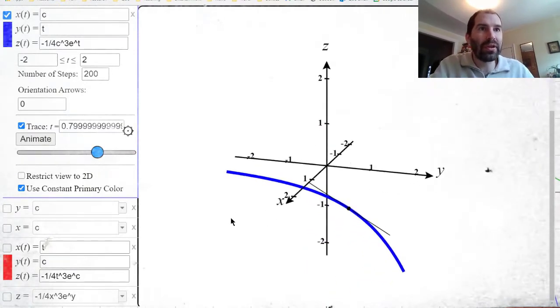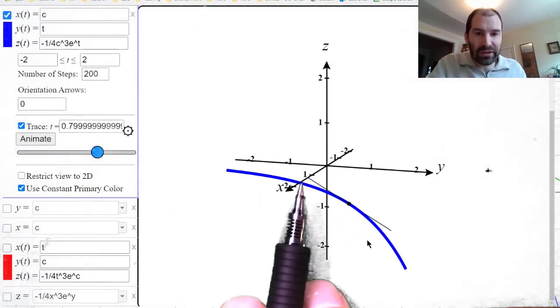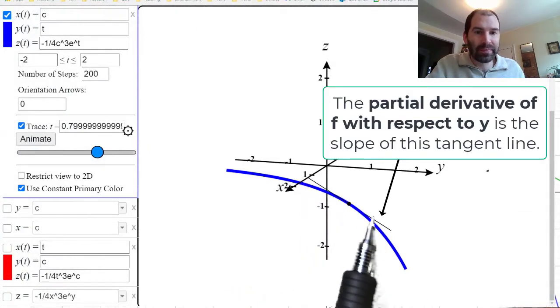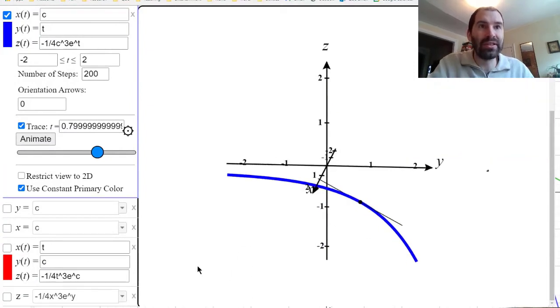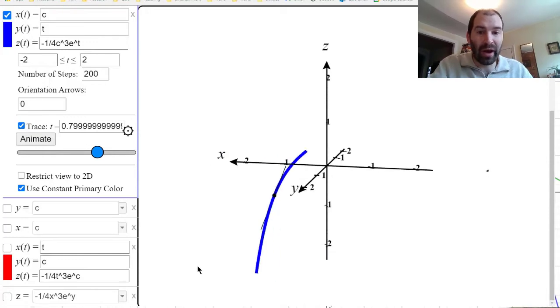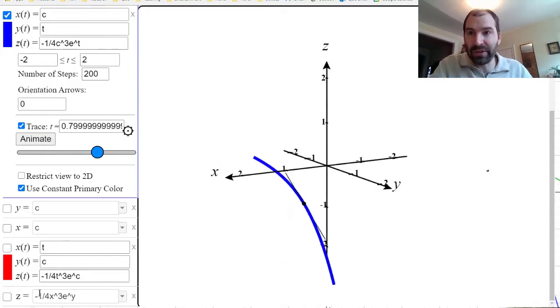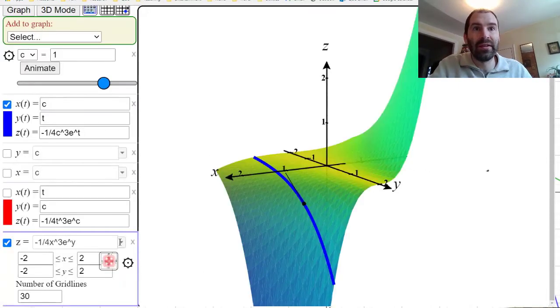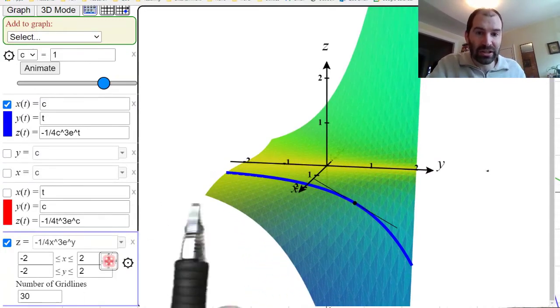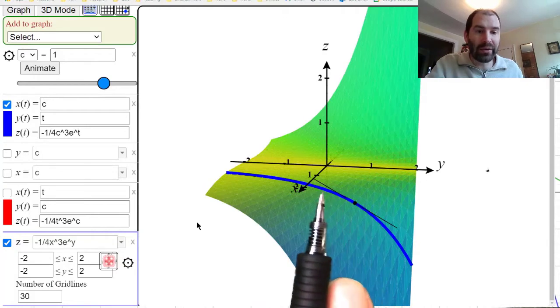When we take the derivative with respect to y, we're getting the slope of the tangent line to that curve. Right? And as you can see, the curve isn't changing at all in the x direction. It's only in the y, right? So on the surface, again, you can see what we're doing. We're just finding the rate of change in that y direction.